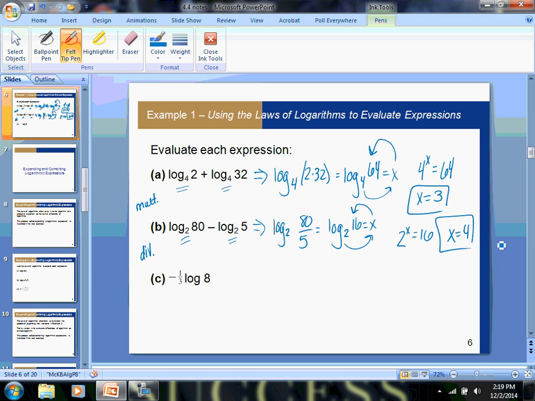Okay, now part C, I have a term out front of my logarithm, and I don't have a base written in here. So remember that that is going to be log base 10. So this is really negative 1/3 log base 10 of 8. Now when we have a term out front, remember we can use the property that says that that can be moved up as an exponent. So when I rewrite this, this will really be log base 10 of 8 to the negative 1/3 power.